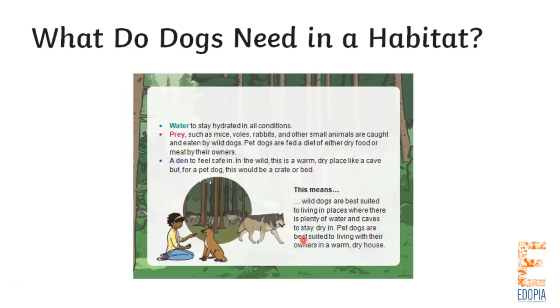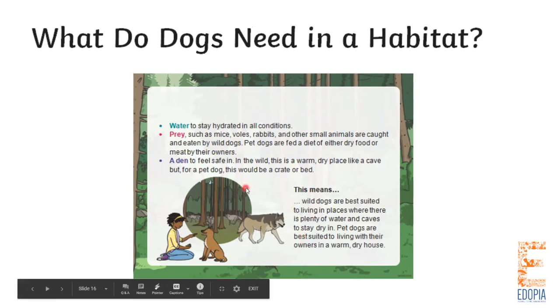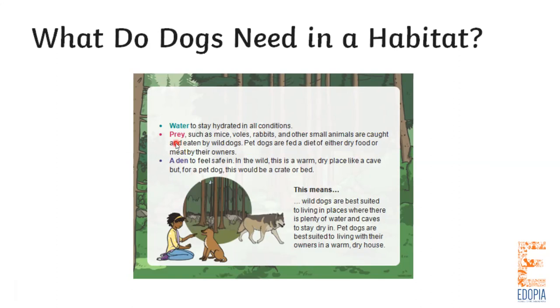So what do dogs need? So we can divide dogs into two types. One would be the wild dogs and the other would be the pet dogs. So both the wild and the pet dogs need water to stay hydrated in all conditions. They need food in the form of prey such as mice, voles, rabbits, and other small animals that are caught and eaten easily. So this is for the wild dogs, while the pet dogs prefer to eat dry food or meat that is given to them by their owners.